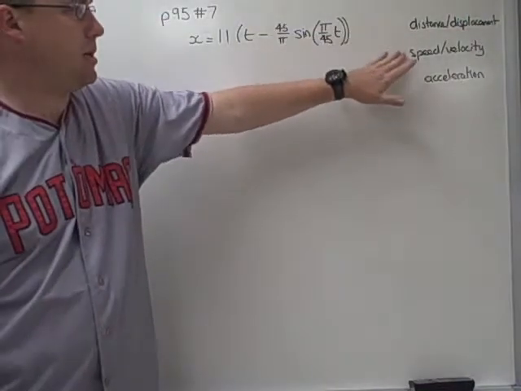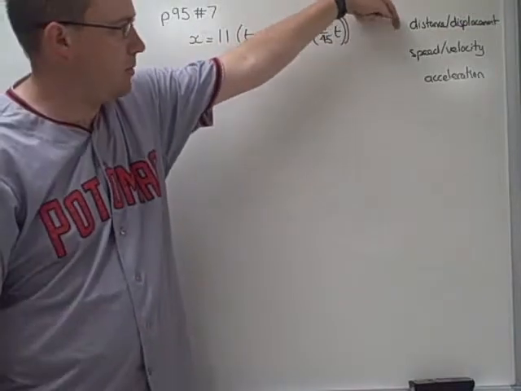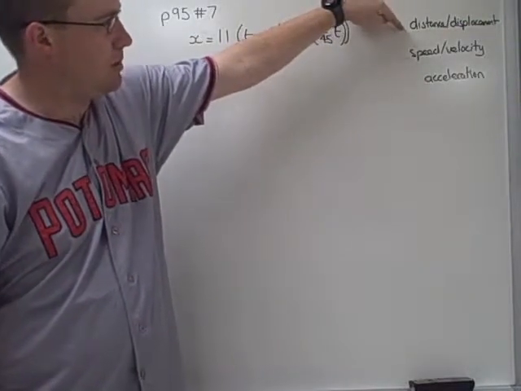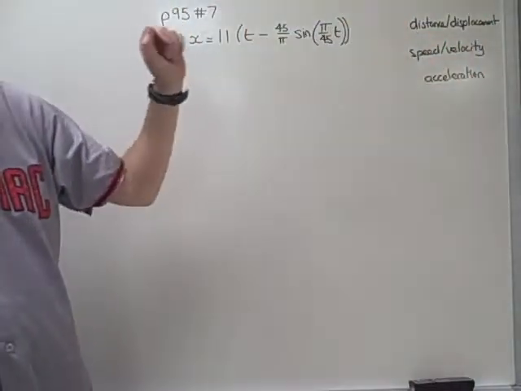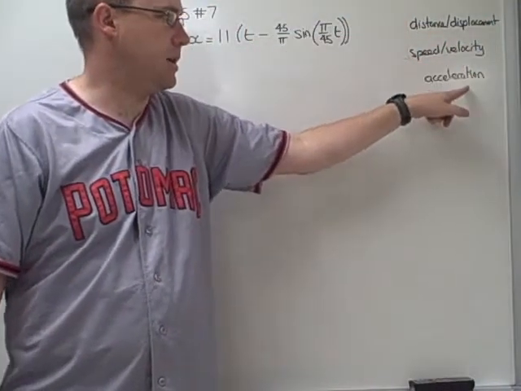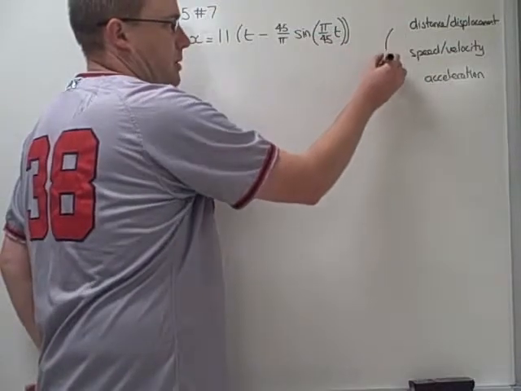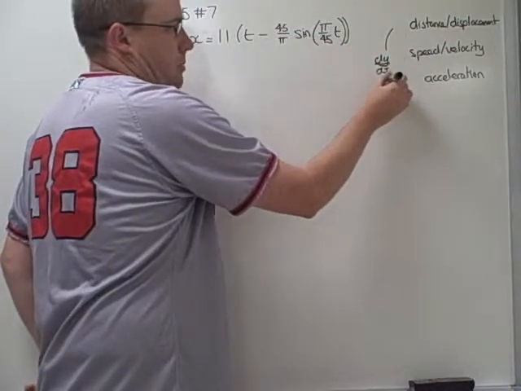Now, the connection between these properties here is, if we want to find one of these ones below, what we're actually going to do is differentiate. So if you differentiate displacement, it gives you velocity. Similarly, if you differentiate velocity, it would give you acceleration.